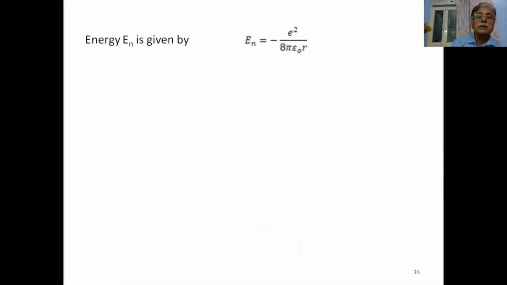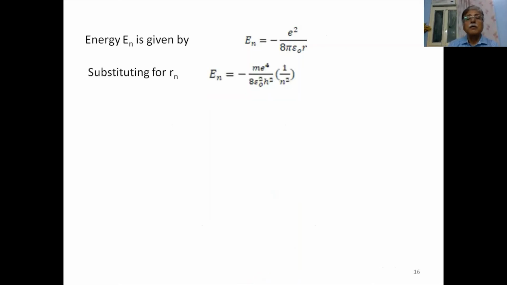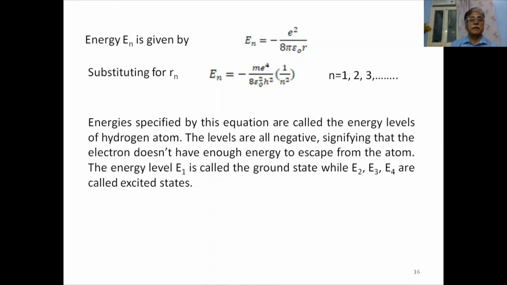Now, the energy in the nth orbit is given by minus e squared by 8 pi epsilon 0 r. Substituting for r_n from the last formula, we get E_n = minus m e to the power 4 by 8 epsilon 0 squared h squared times 1 by n squared, where n = 1, 2, 3, 4, etc.